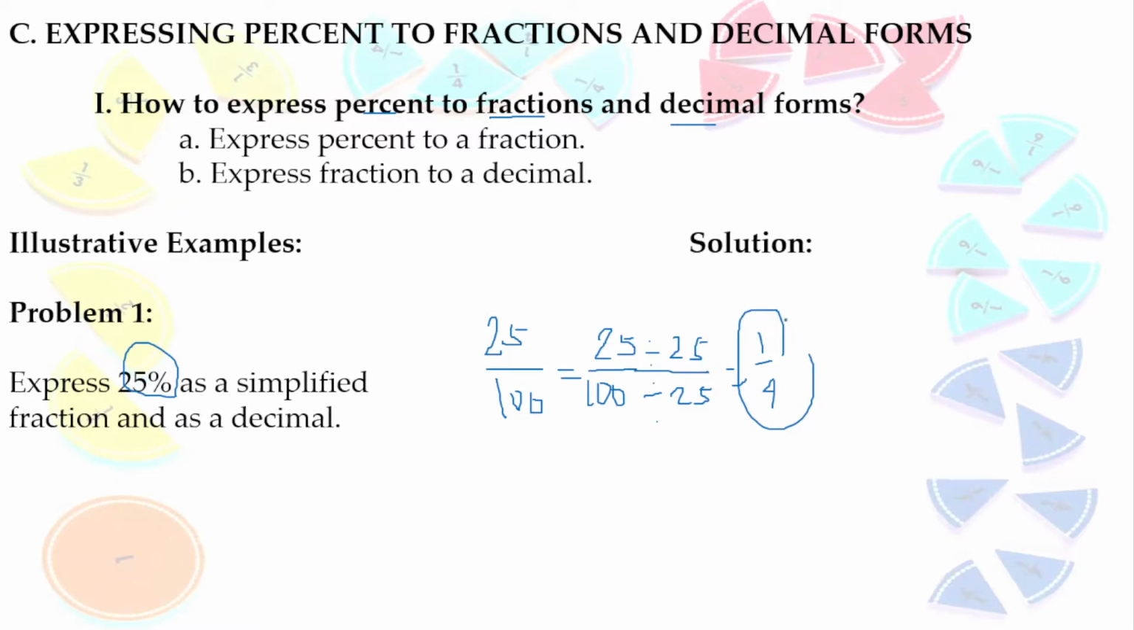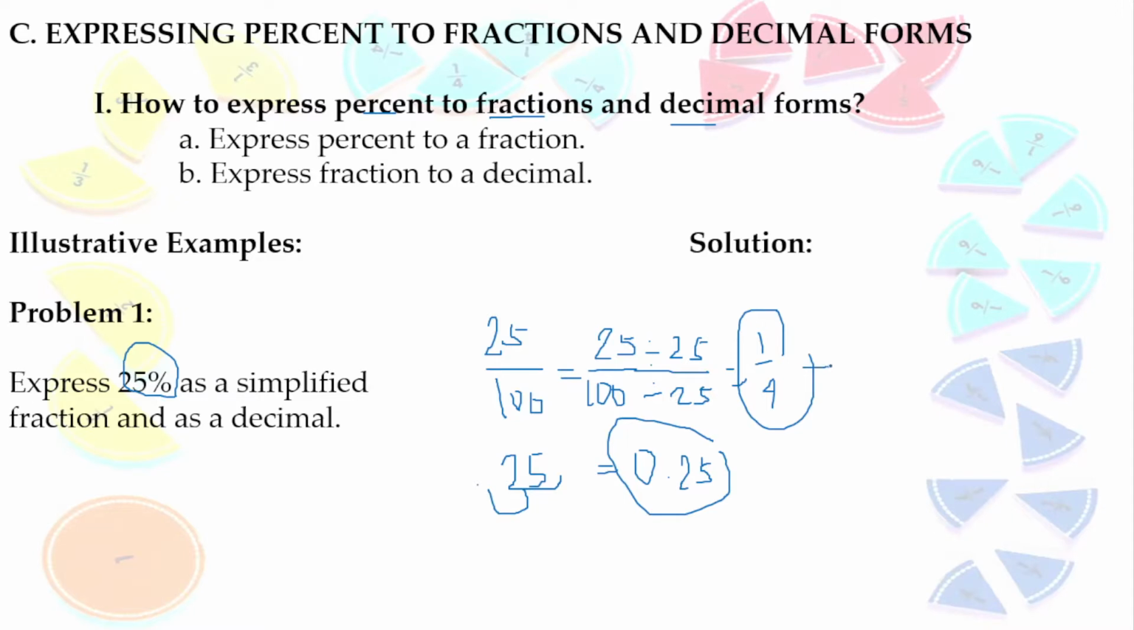So, now, let's convert fraction to decimal. Para hindi na po kayo mag-divide, pwede nyo pong gawin si 25. Isulat nyo po si 25. And then, from right to left, magbibilang lang po kayo ng dalawa para po makuha nyo ang decimal niya. So, you will get 0.25. Okay? So, that's the decimal of 25%.